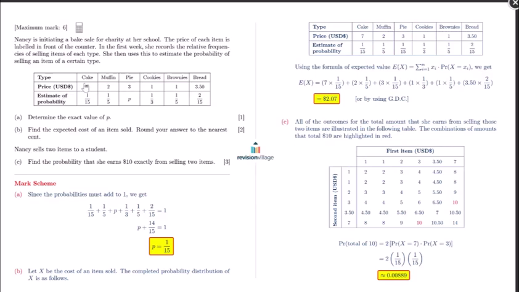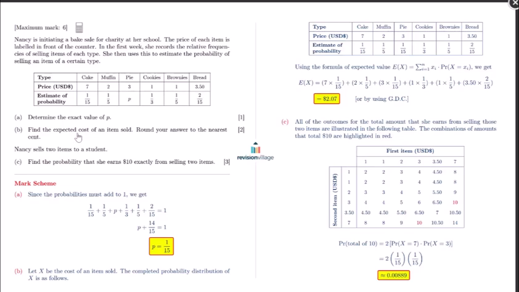So for example, a cake has a 1 on 15 probability that the customer will purchase it. Cookie, on the other hand, has a higher probability, 1 on 3, but the price is lower. And it's our task to find the expected cost of an item sold. Now, this is a pretty common type question when we have probability distribution tables. It'll either say sort of expected cost, but the phrase is the expected value.